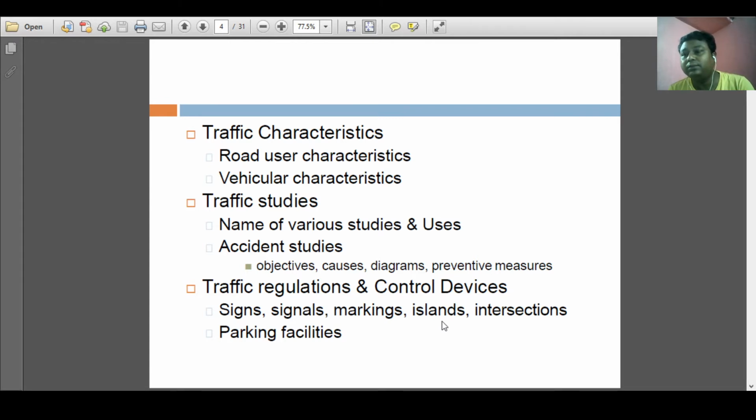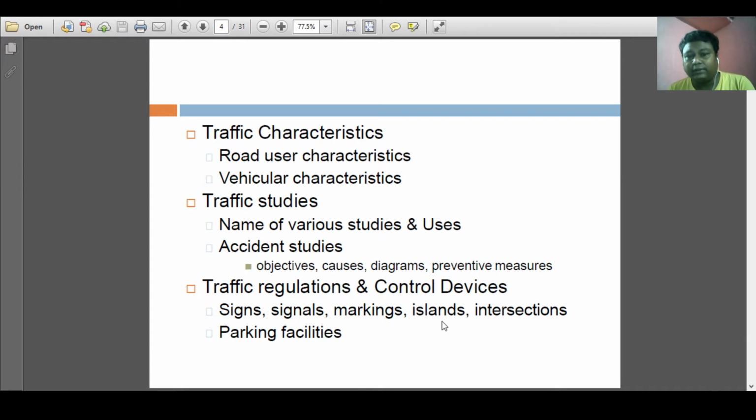Why do we do parking studies? Why do we do the traffic volume study? Why do we do the capacity study? And one of the important ones is accident studies. Means what are the various types of accidents, what are the reasons for accidents, and how do we interpret these accidents?